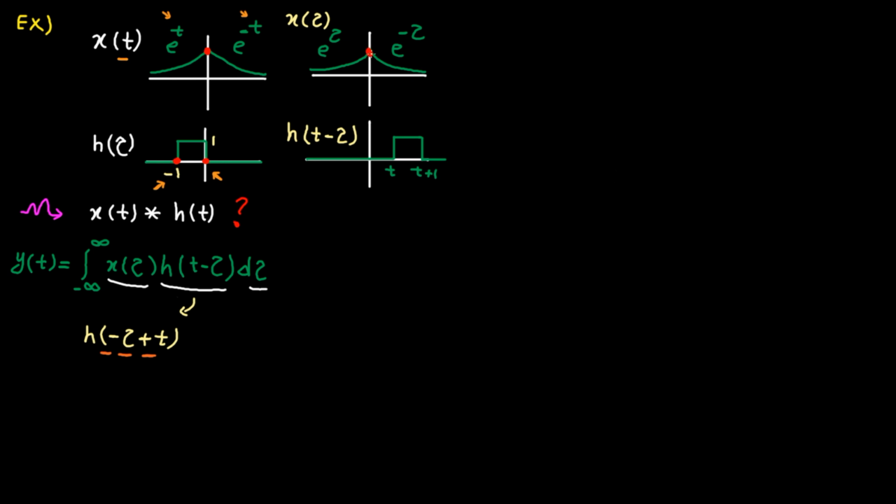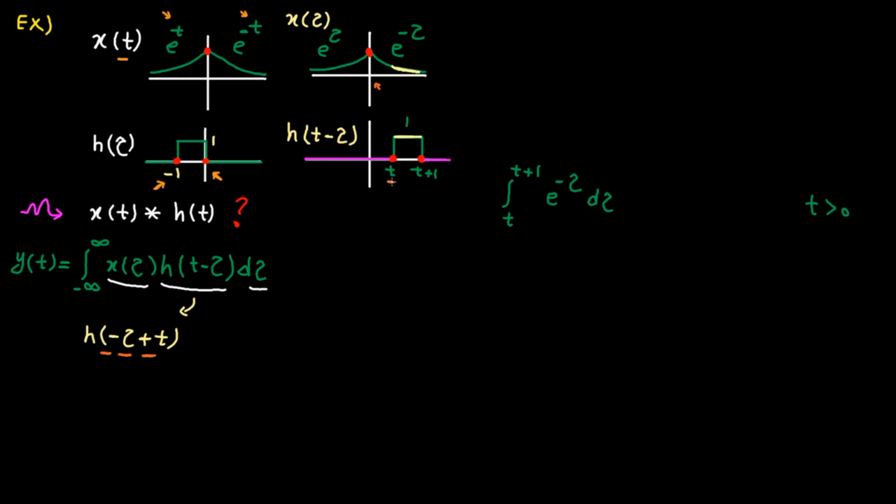Again, there is one critical point here and two here. Step number 3. Compare the critical points and find scenarios. First scenario is already plotted when t is greater than 0. For this scenario, this is the only box that the product between x and h is non-zero. Before t and after t plus 1, h is always 0, so the integral is non-zero from t to t plus 1. In this interval, x is e to the power of minus tau and h is 1.